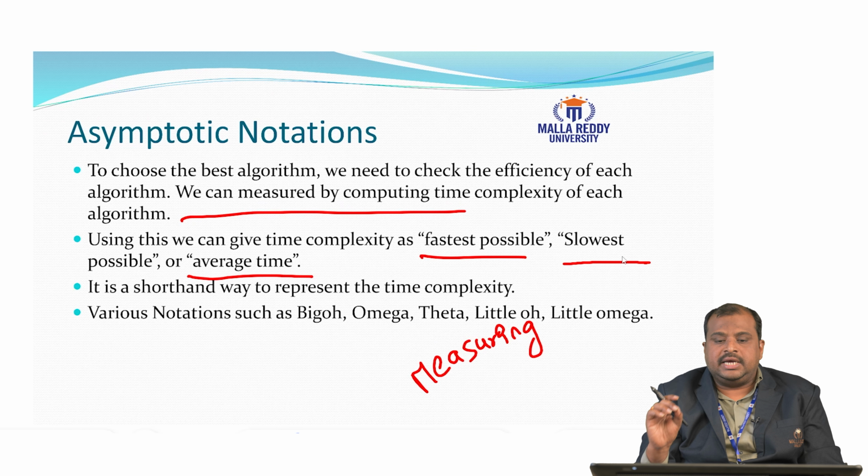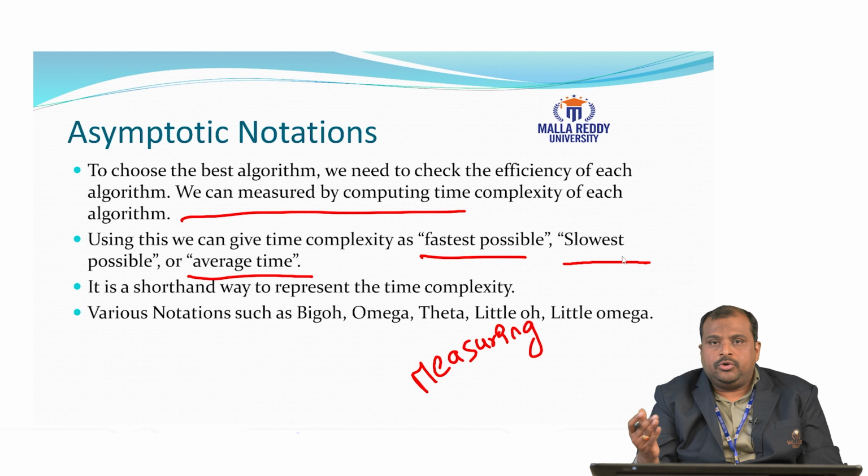With the help of these asymptotic notations, we have a shorthand way to represent the time complexity. The various notations we use to represent this are big O notation, omega notation, theta, little o, and little omega. These are the different types of notations we will see.